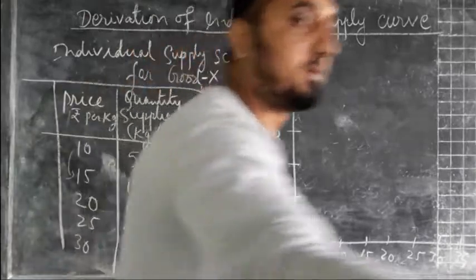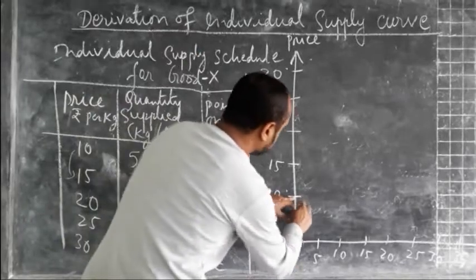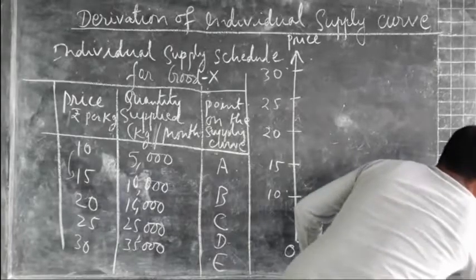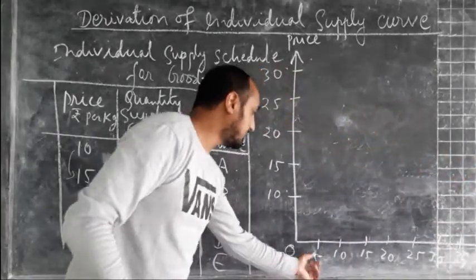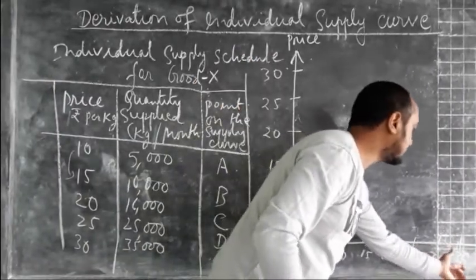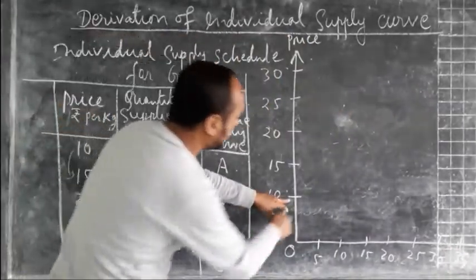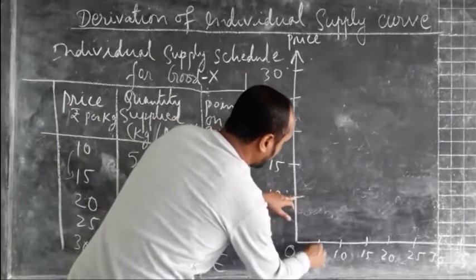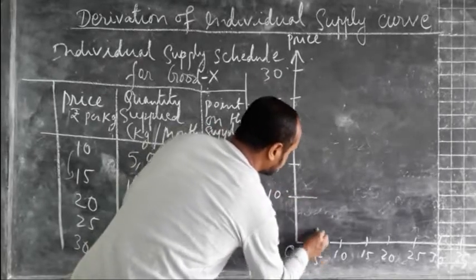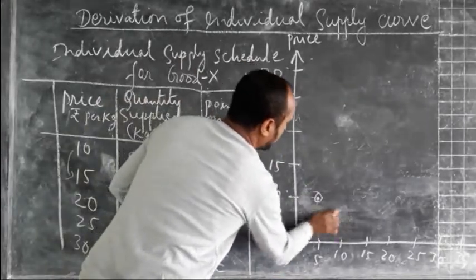Now when price is rupees 10, quantity supplied is 5,000. This is measured in thousands. This one is not 5, this one is 5,000, this is 10,000, 15,000, 20,000, 25,000, 30,000 and 35,000. So when price is 10 rupees, the quantity supplied is 5,000. Just straight on this, we have to take one point. Now after plotting this point, we can remove this line.